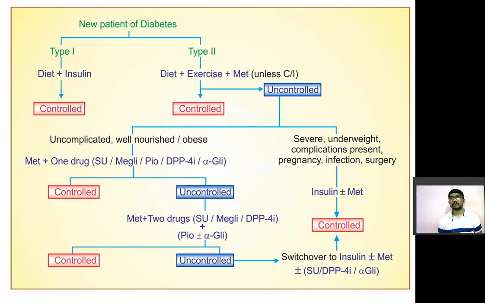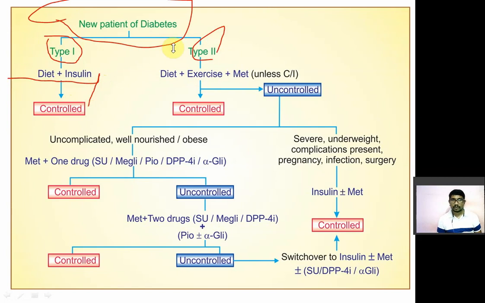Now the treatment approach for diabetic patients. Diabetic patient आपको मिला, तो उसमें क्या क्या treatment? If you found a new diabetic patient, find whether it is type 1 or type 2 diabetes mellitus. If type 1, you can modify the patient's diet and use insulin if it is controlled. Type 2 diabetes mellitus: use diet modification, exercise and metformin. If controlled, okay. If not controlled, then modify the plan.